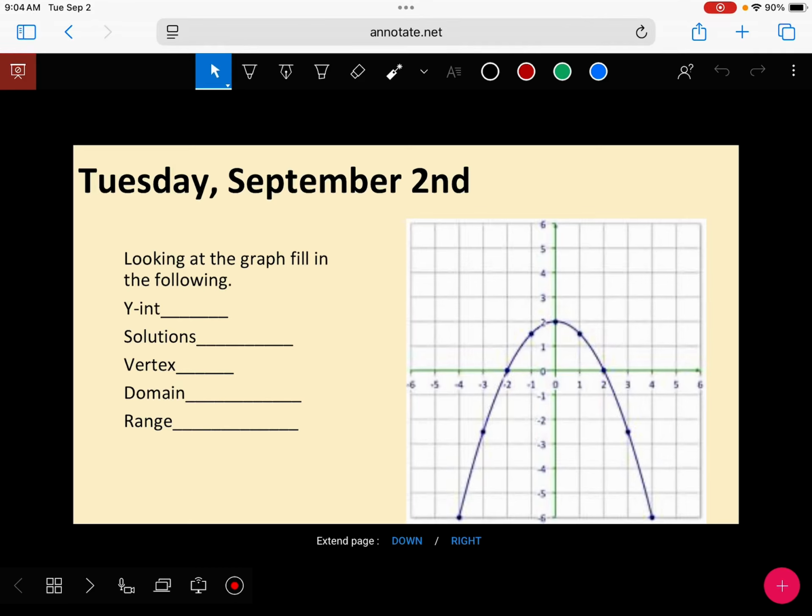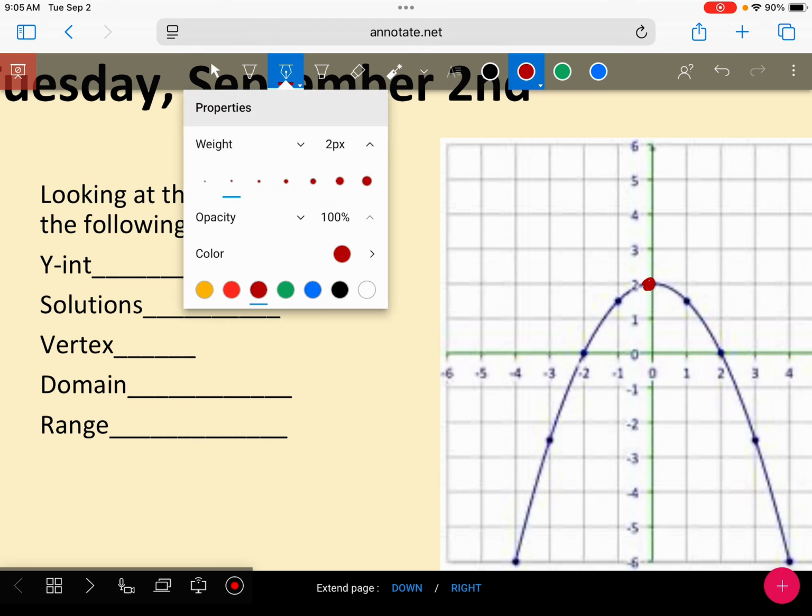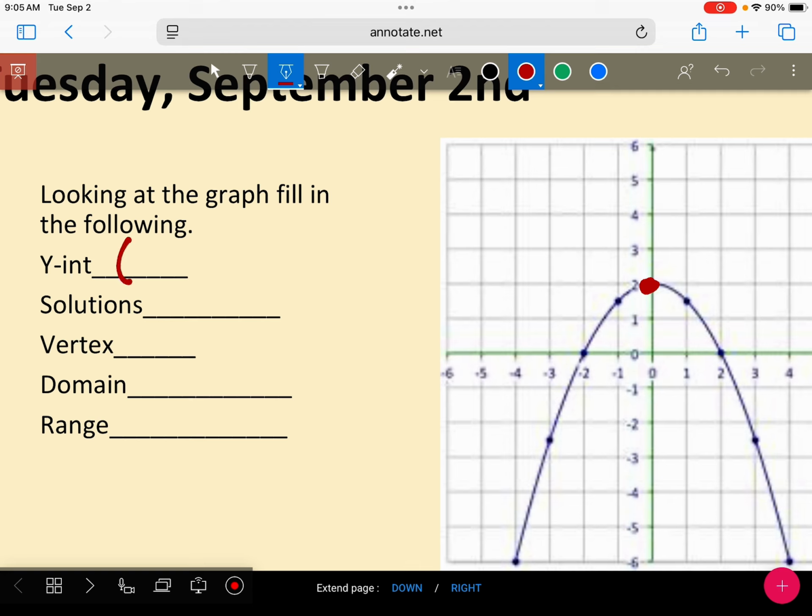Our y-intercept on this graph? Positive 2. Good job. So right here, that is our y-intercept, and that's at (0, 2).